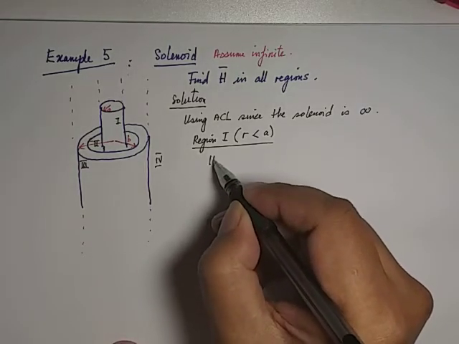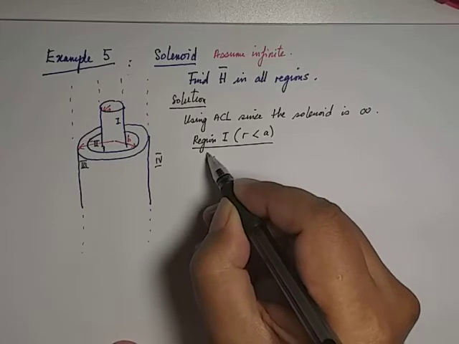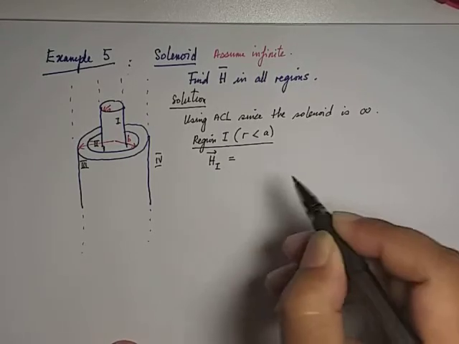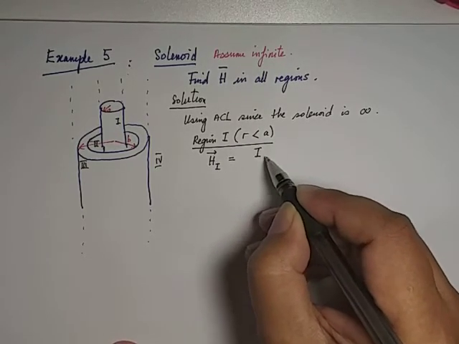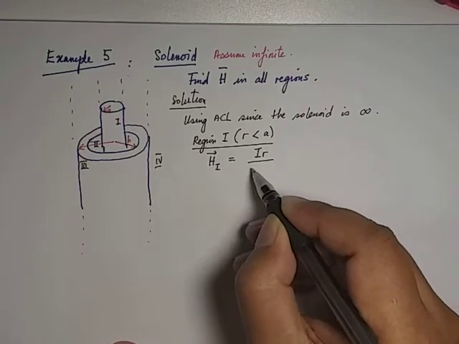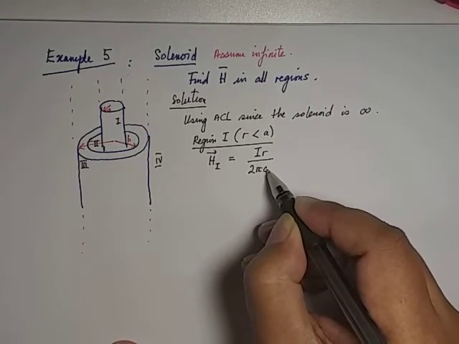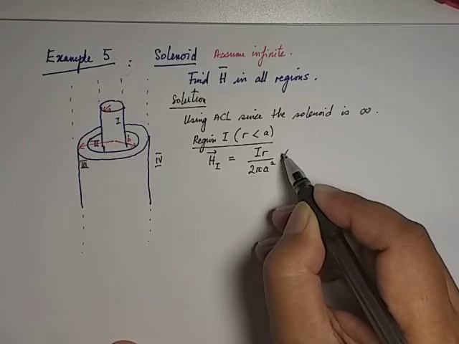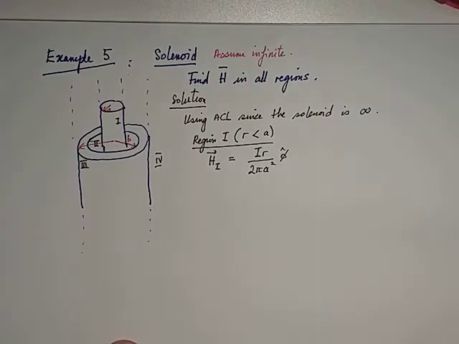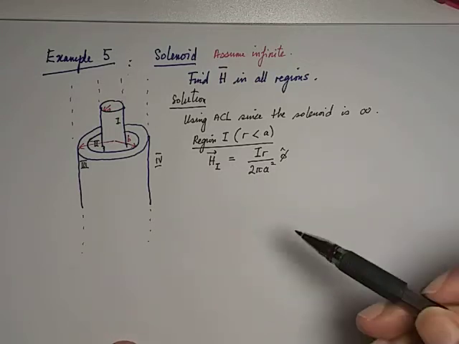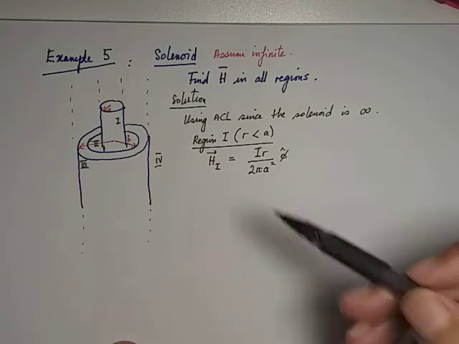H of region number 1 should be equal to I R over 2 pi A squared in the phi direction. I think you can remember that solution when we solved example 2 problem of ACL. So refer to that example, and inshallah you're going to see it ends with the same solution as shown here.